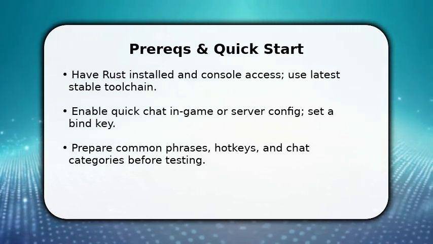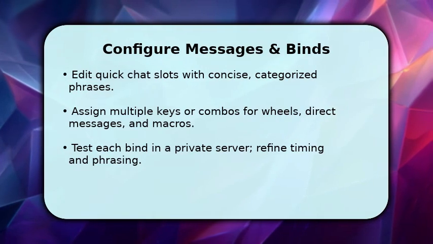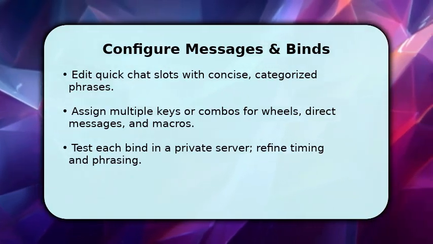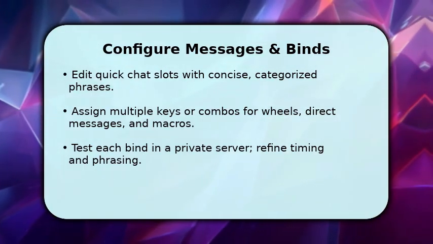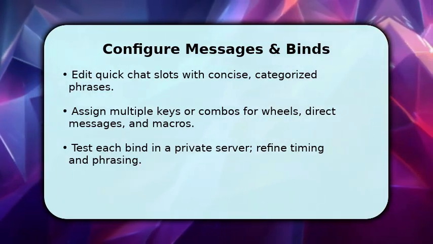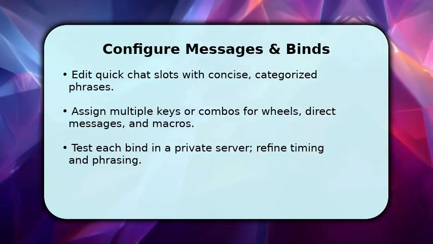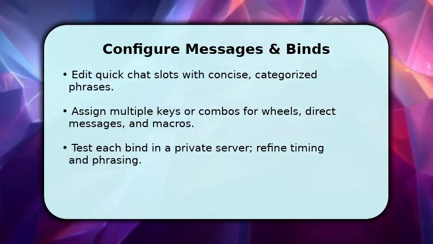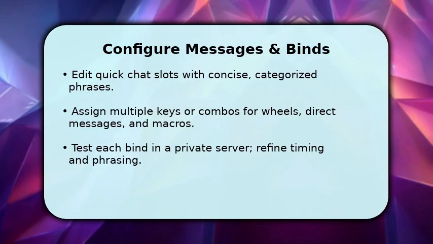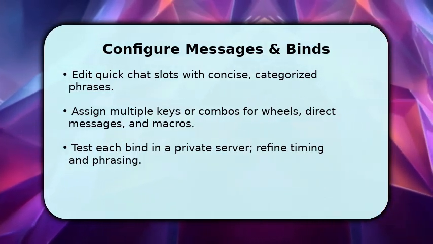Now you populate quick chat slots. Open the config or UI, pick each slot, and type short, unambiguous phrases, team, enemy, help, so they read clearly when spammed. Next, map keys and modifier combos for primary and secondary wheels. Make sure bindings don't clash with movement or hotbar keys. Once mappings are set, test them in a private server, observe delays and truncation, then adjust phrasing and timing. This process reduces miscommunication and ensures your quick chat operates exactly.